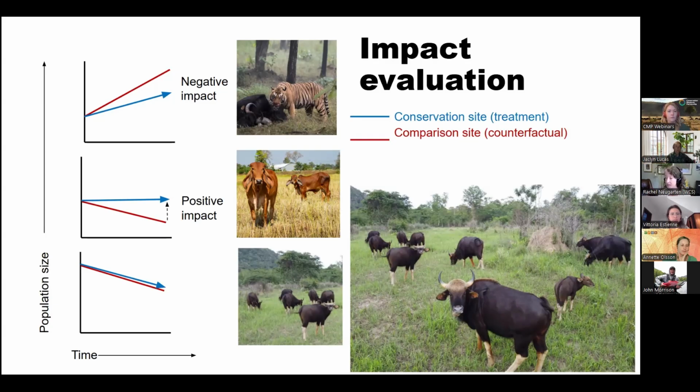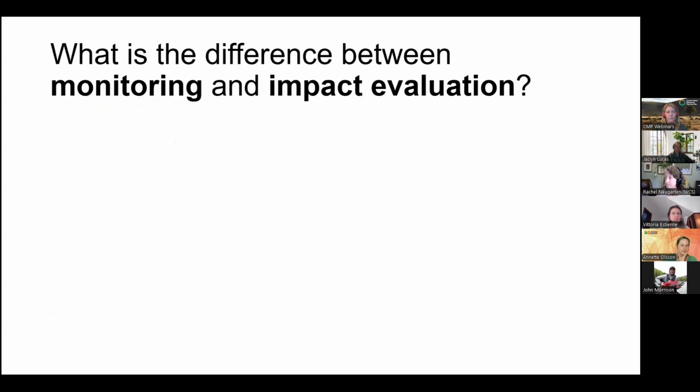At the third site, your population declined a little bit, maybe because of those tigers. At the comparison site, the gower also had some tiger predation, and so there was really no difference between the site where you were working and your comparison site. So going back to my original question, what is the difference between monitoring and impact evaluation?